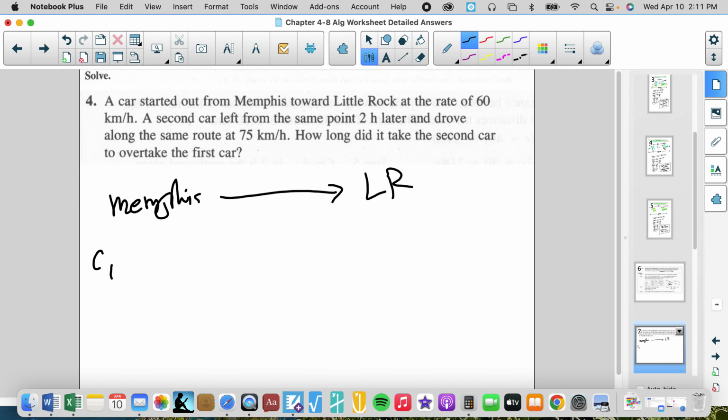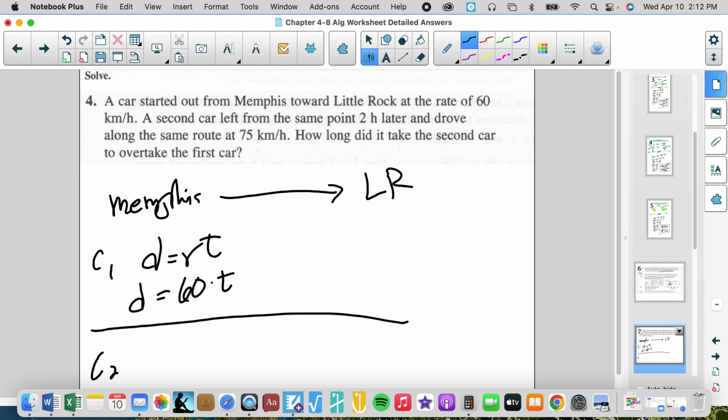So car 1, it's going to be distance equals rate times time, at the rate of 60 kilometers per hour. And that's its rate. And we don't know how much time. We just know that it's t. So this is the distance of that car. Car 2 is distance equals rate times time.